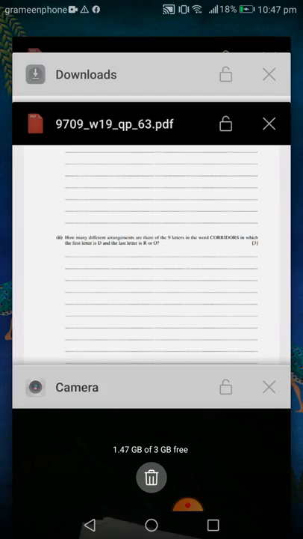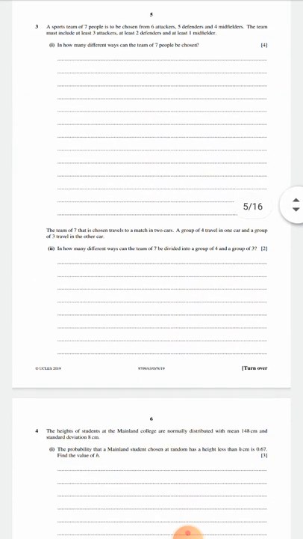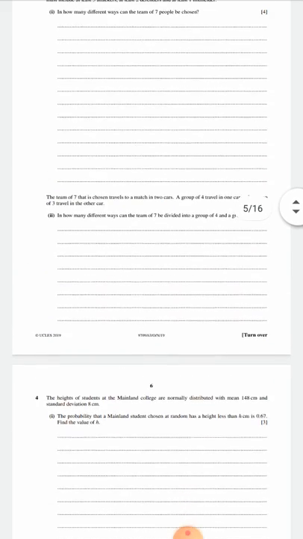Now let's go to question number 3 of the same year, because that is also permutation, or that may be the combination, I'm not sure. Let's see. A sports team of 7 people is to be chosen from 6 attackers, 5 midfielders, and 4 midfielders. The team must include at least 3 attackers, at least 2 defenders, and at least 1 midfielder. So we have to just choose 7 people. We just have to choose elements, not rearrange them. So this has to be combination.